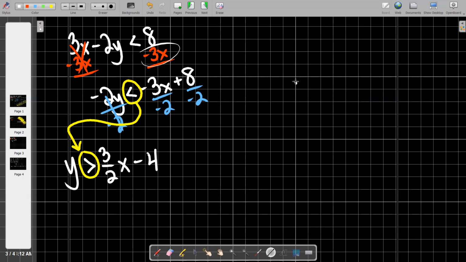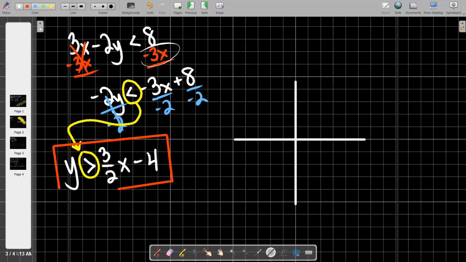So we're going to make some axes, some x-axis and some y-axis action over here. And now we're ready to begin our journey. At this point, the only thing we're looking at is this equation in this red box. Nothing else at this point matters to us. So where do we begin the graph? Down 4. 1, 2, 3, 4. And how do you utilize a slope of 3 halves? 2, 3, 1, 2, 1, 2, 3, 1, 2. That should be enough.